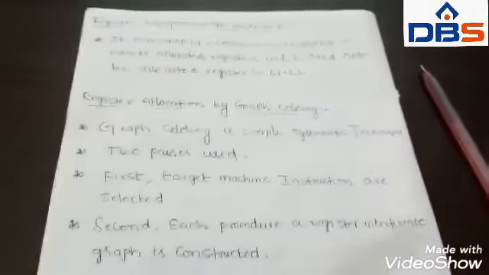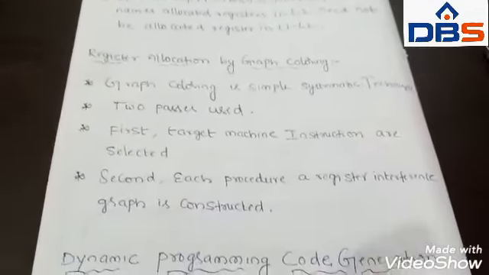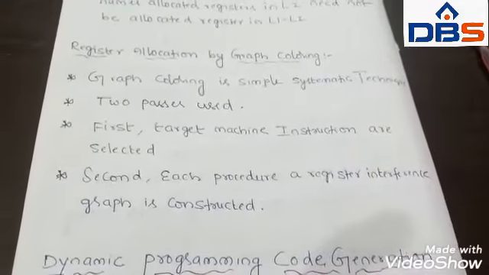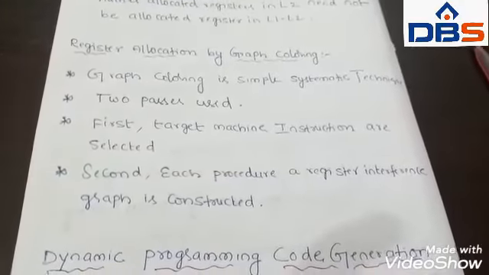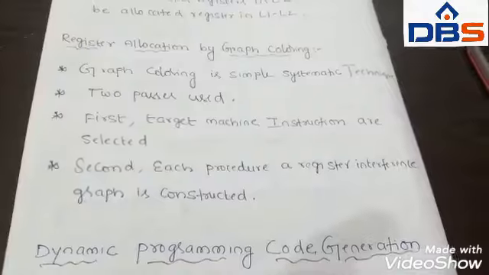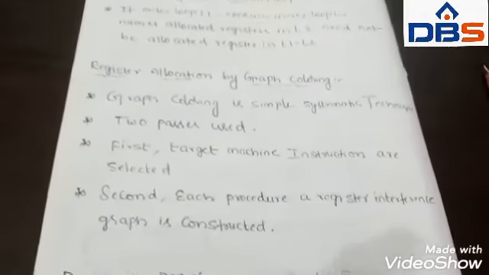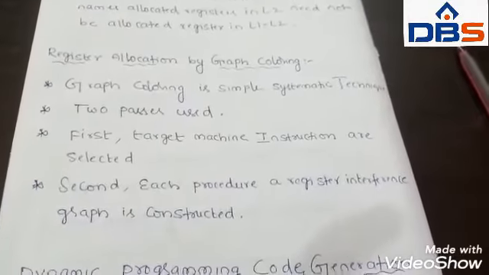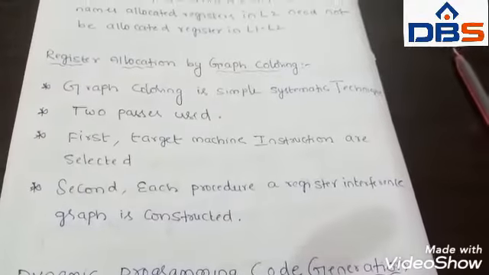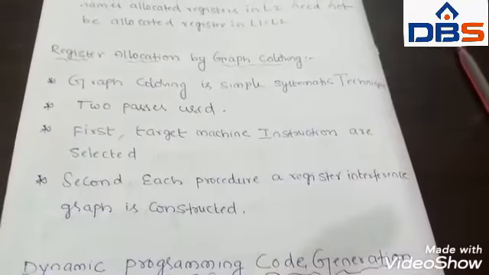Next, coming to register allocation by graph coloring. A register is needed for a computation, but all available registers are in use. The contents of one of the used registers must be stored or spilled into a memory location in order to free up registers. Generally, graph coloring is a simple systematic technique for allocating registers and managing register spills. In this method, two passes are used.